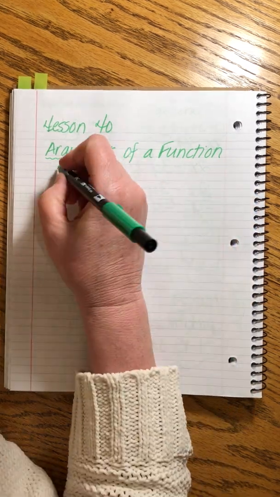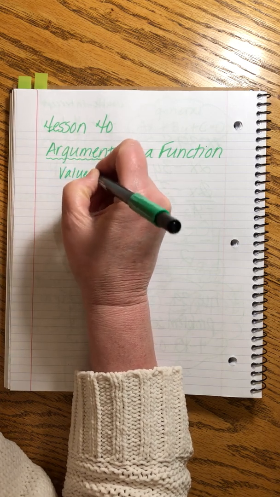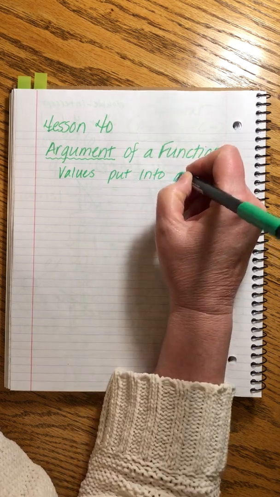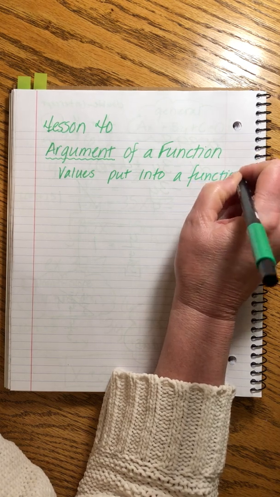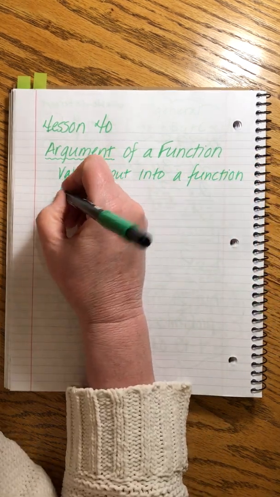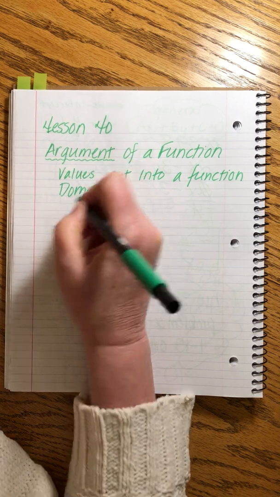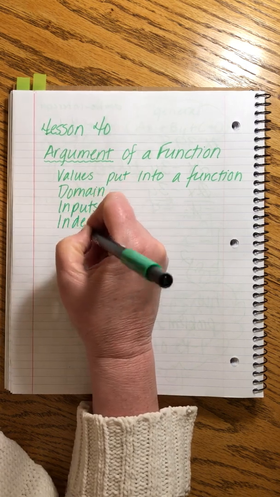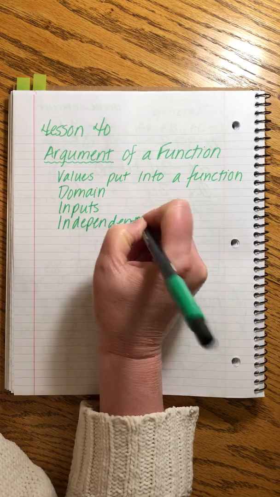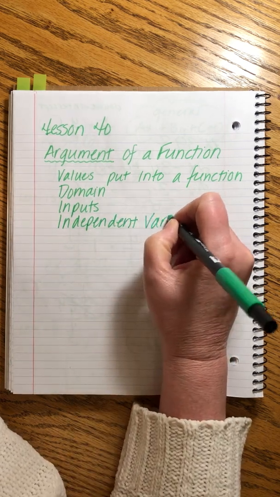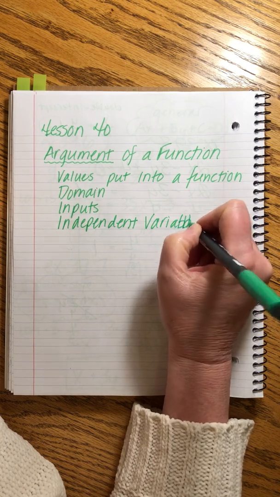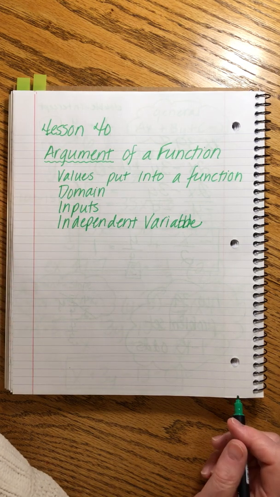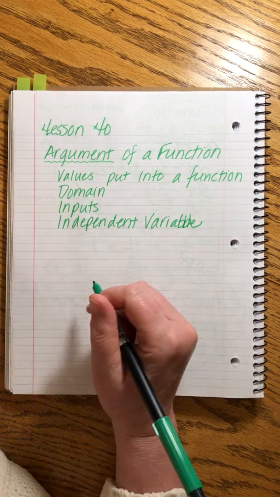An argument is simply the values put into a function. Oh, we have lots of different words for this. Sometimes we call it the domain. Sometimes we call it the inputs. Sometimes we call it the independent variable. We've used a lot of different words that don't all mean exactly the same thing, but I don't want to split hairs over this. They mean more or less the same thing.